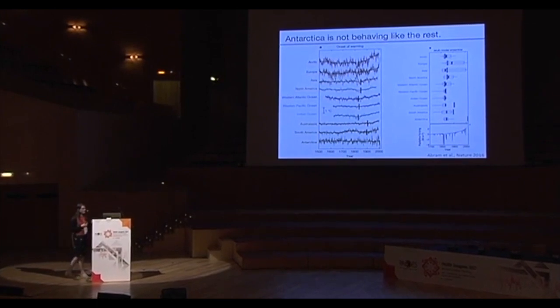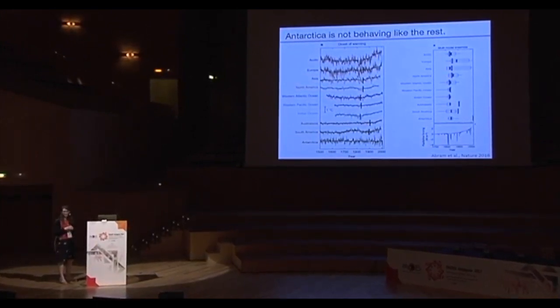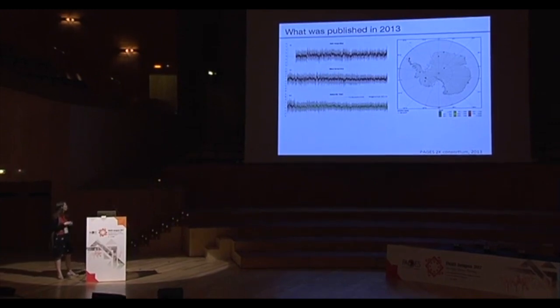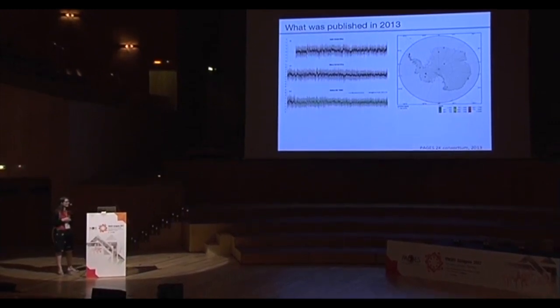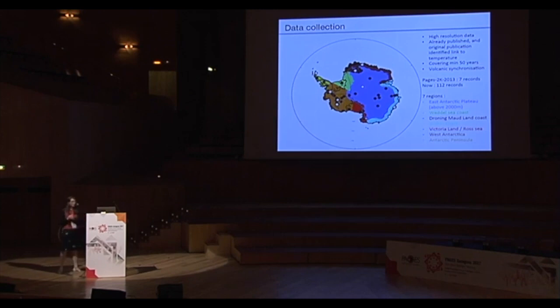And the question we now ask is, did we do it wrong? Is this signal real in Antarctica? What was published in 2013, in that paper, was based on 7 long ice cores, and we found a long-term cooling trend over Antarctica that basically didn't stop. This time, we had 112 records.